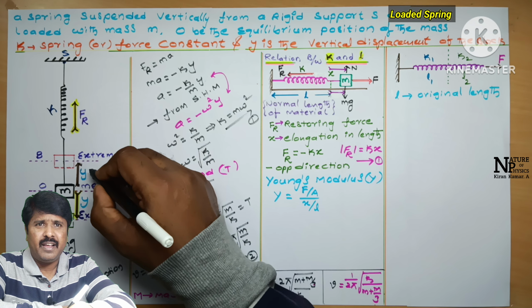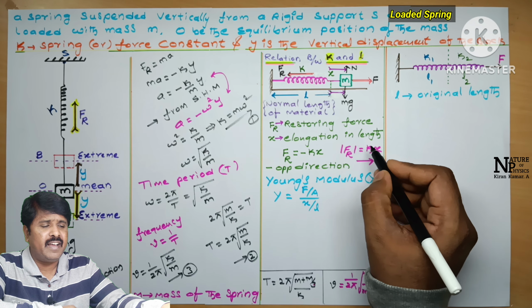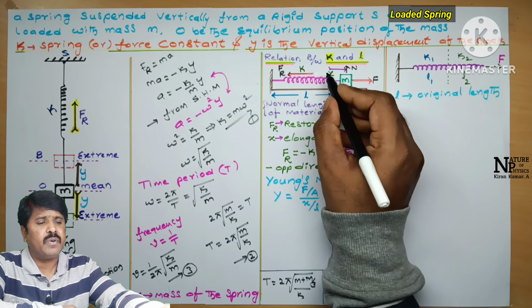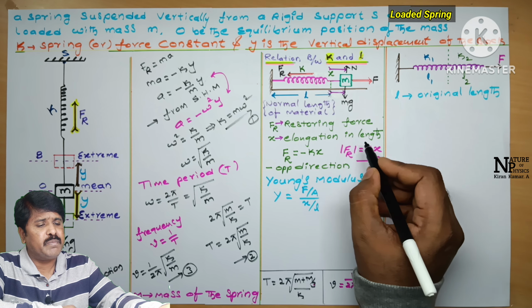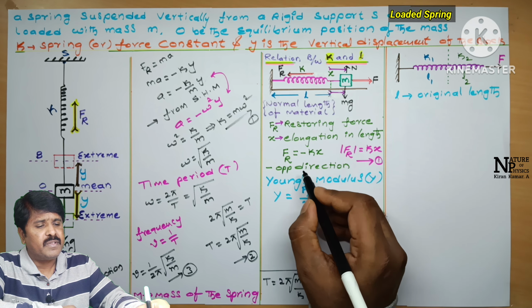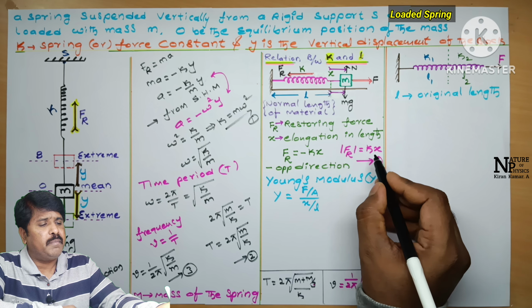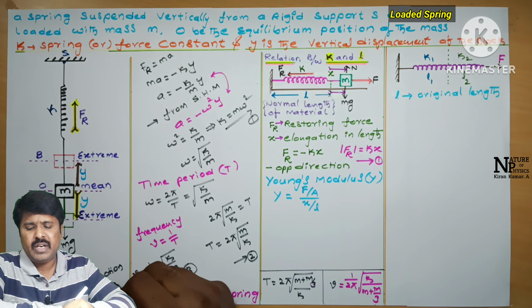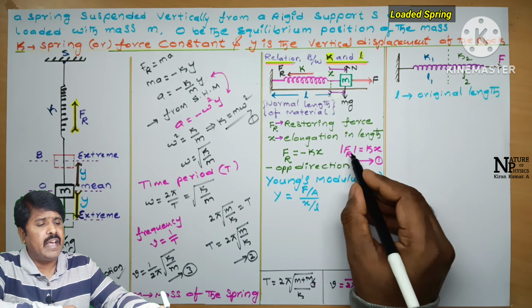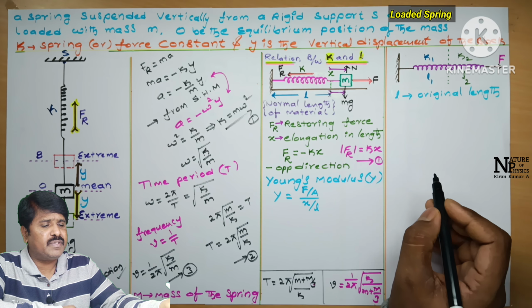This was the vertical direction; here in the horizontal direction I take x as the displacement, that is the elongation. So the restoring force is equal to minus kx, where the minus represents the opposite direction, as already written here. So Fr is equal to minus kx, student.